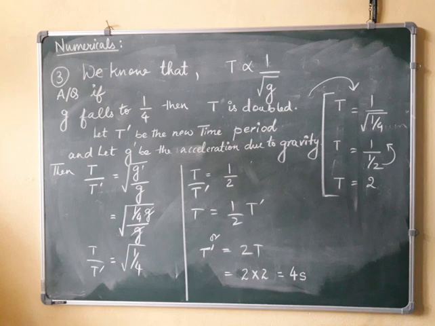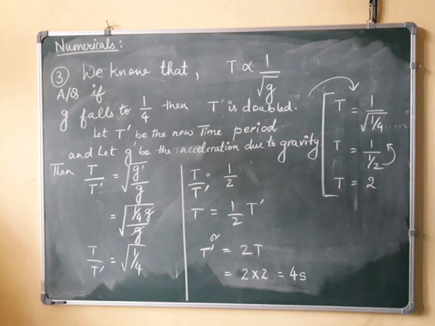Yes, so that 2 will go to the numerator, so t is directly proportional to 2. From here we can understand that when g falls to 1/4, t is doubled. That's why I put it in a bracket. Okay, now how is the time period affected? See, in the question it is written, how is the time period of the pendulum affected?